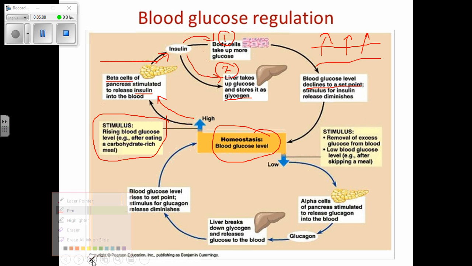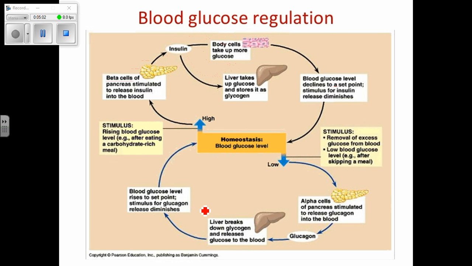On the contrary, if you have a lower blood glucose level, for example when you skip a meal, this will cause a low blood glucose level. That means your blood does not have a sufficient amount of glucose. Again, it is detected by the alpha cells inside the pancreas, and the alpha cells release a hormone called glucagon. Glucagon increases the level of blood glucose in the blood. How does it do this? Just one way.